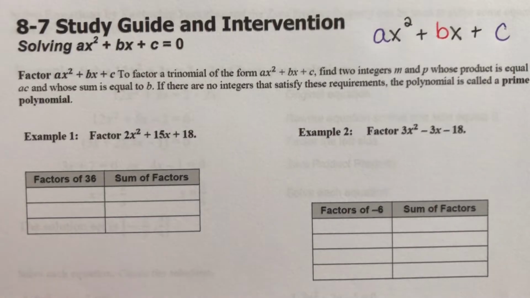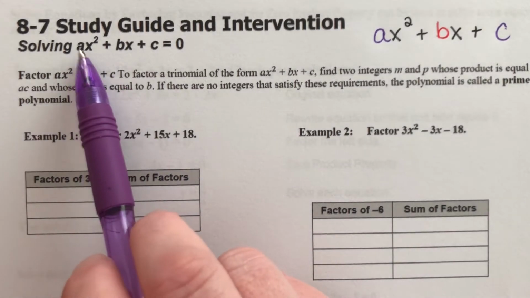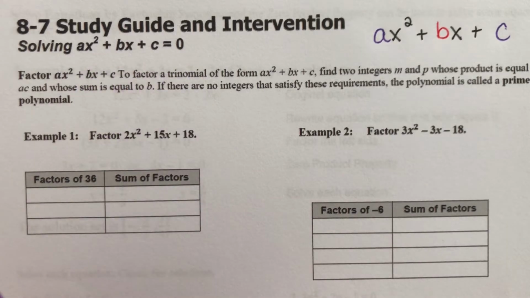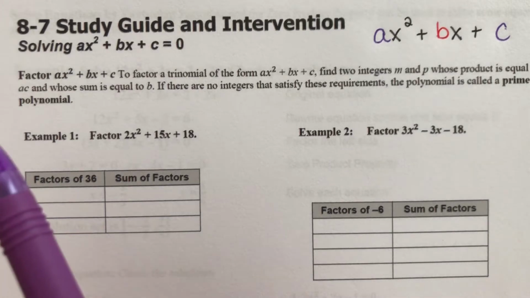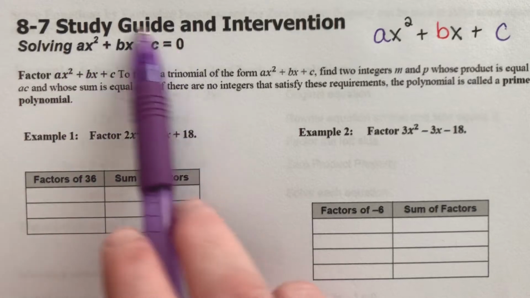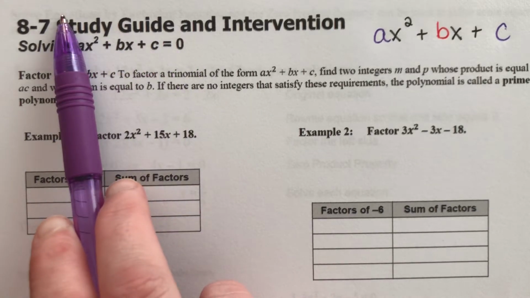All right, this video is going over lesson 8-7, solving trinomials by factoring when there is a leading coefficient at the very front of the equation. All right, so this is just one step different, basically, it's a little different than the last video, 8-6, when we solved trinomials with no number in front, right?